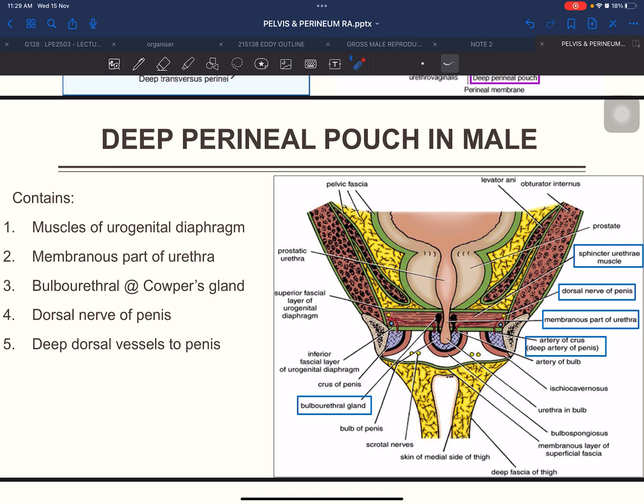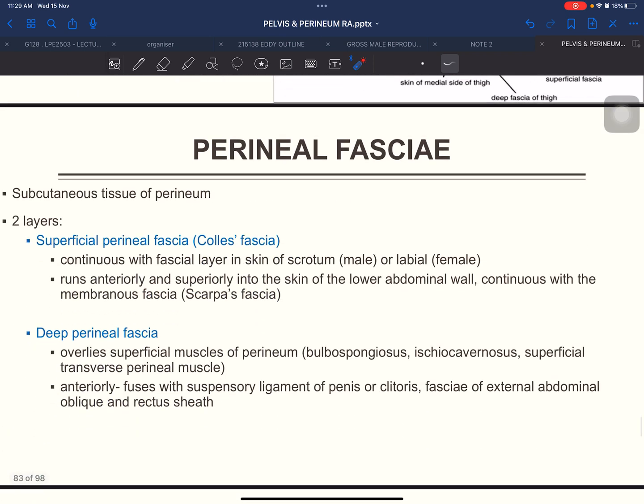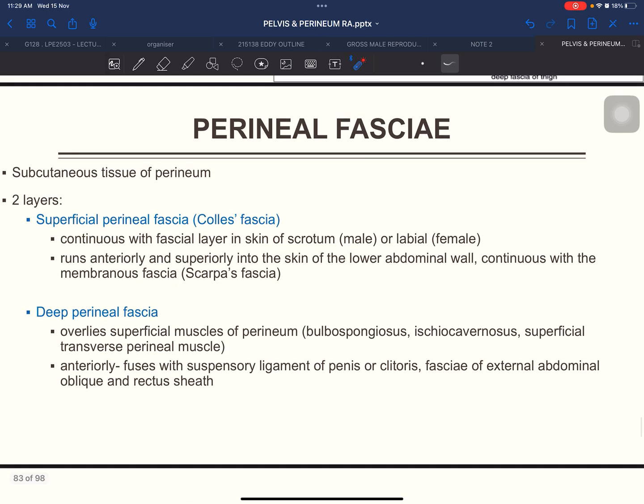Now, what are the fascia that are present? Superficial perineal fascia, or Colles fascia, is continuous with the skin of the scrotum or labia, and runs anteriorly and superiorly into the skin of the lower abdominal wall, continuous with Scarpa's fascia. That is the Colles fascia.